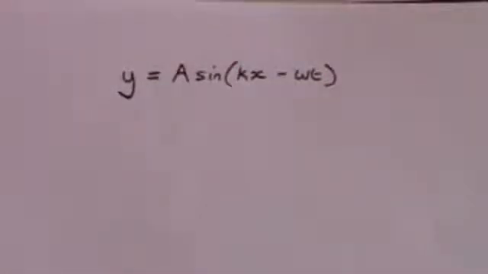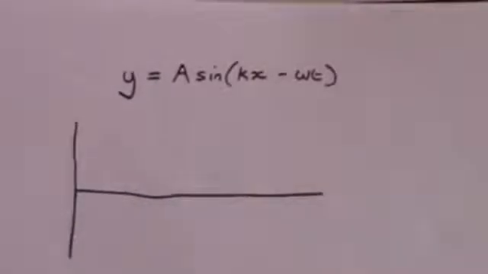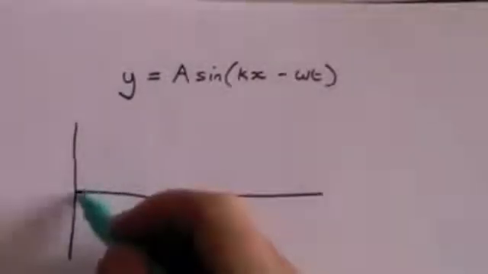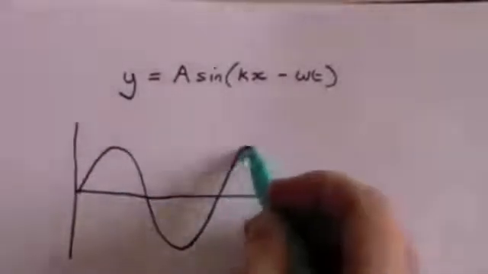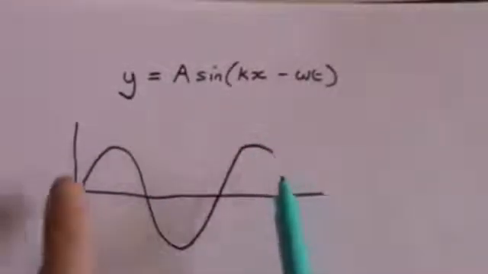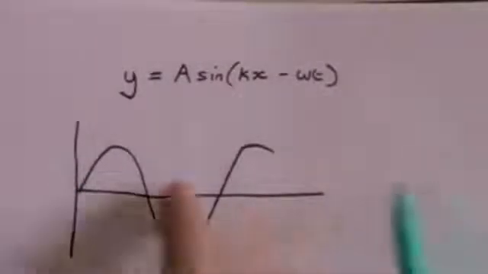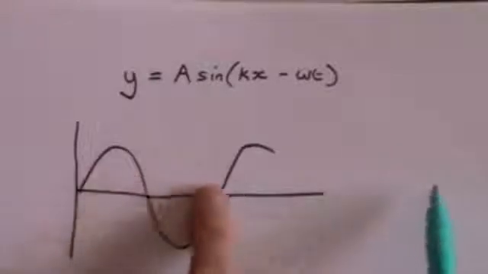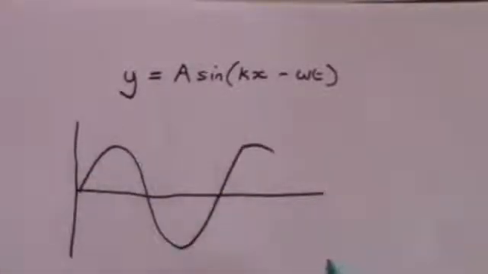I'll explain what all that means in a moment, but if we plot that graph, we will find that we get a sine wave, and the sine wave itself will travel. That's why it's called a travelling wave. It will move in this direction. We'll see in a moment that it doesn't really move, it just gives the illusion of moving, but we call it a travelling wave.